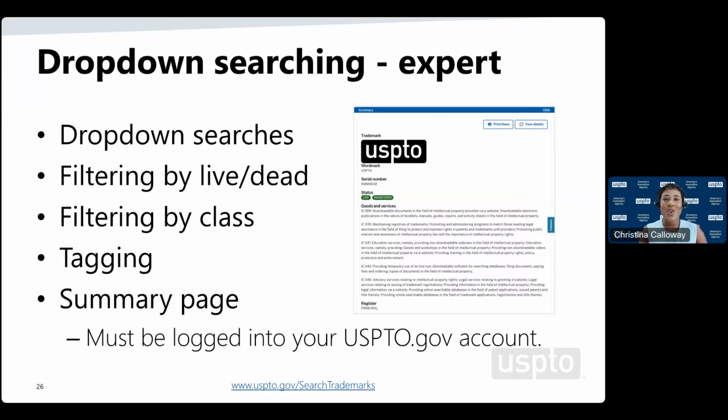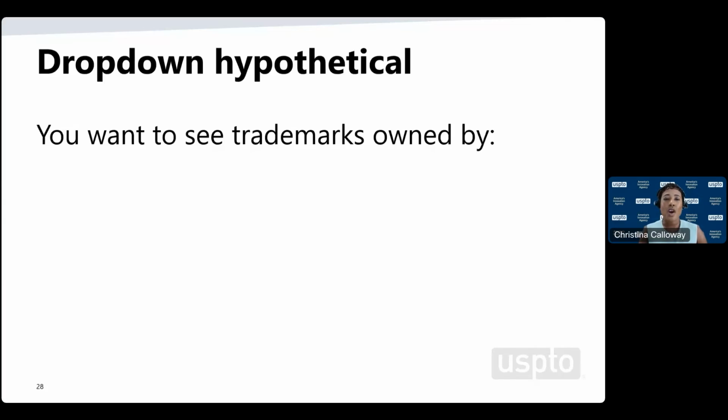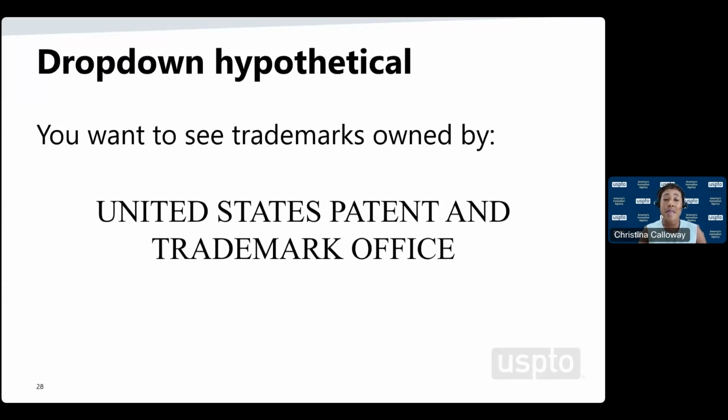All right, so we've gone through why you would be searching in the system. We've gone through the different types of features and functionalities in the system. And now we're going to get into some hypotheticals so you can see the system in real time. So we talked about the reasons why you want to search, right? That clearance search, you may be wanting to look by owner, look for owners. You may be wanting to check the status of a serial, an application or a registration. So let's start with saying that you possibly want to see trademarks that are owned by the United States Patent and Trademark Office.